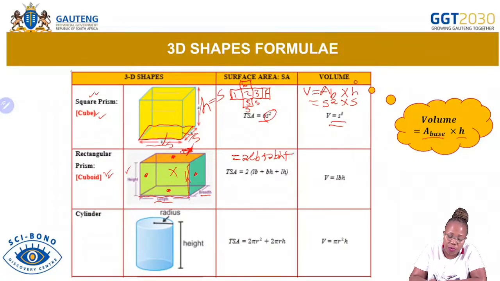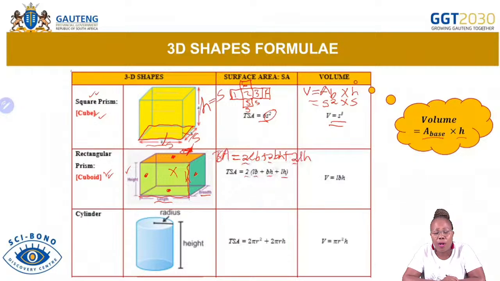So how many do we have? 2 for the front and the back, 2 length by height. So from that information, grade 12, we have now taken out a common 2. If we take 2 out as common, we'll be left with LB for the first one plus BH for the second one plus LH for the third one. So this is the original equation of the total surface area of a rectangular prism. Please keep this in your mind.